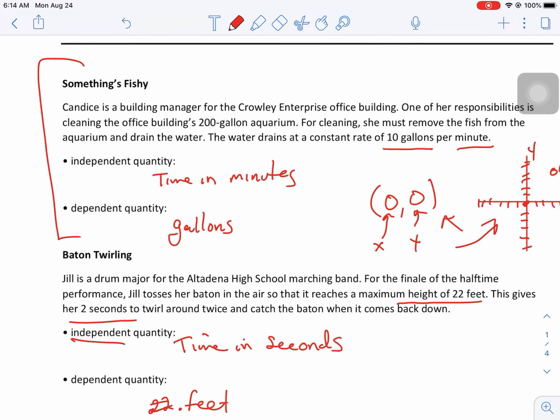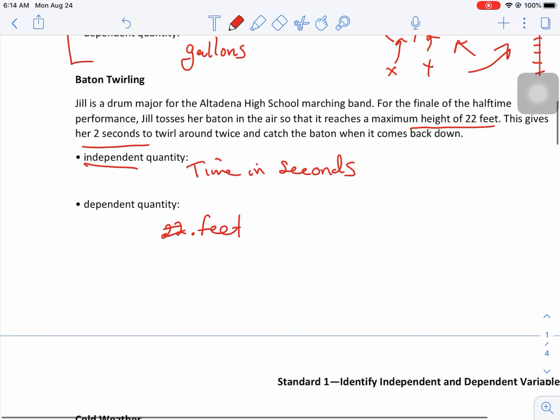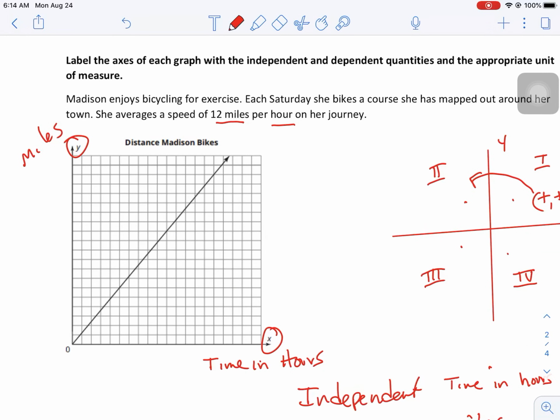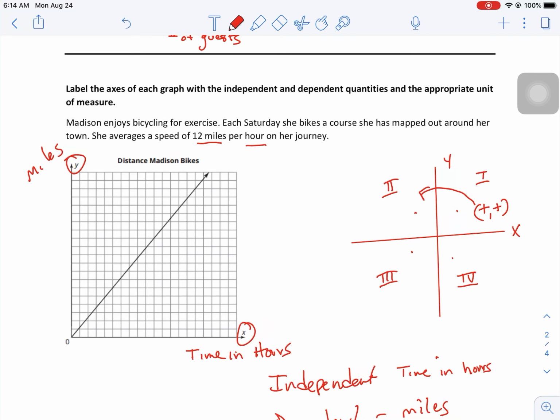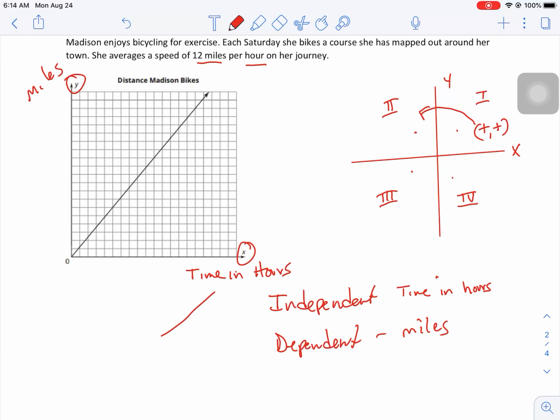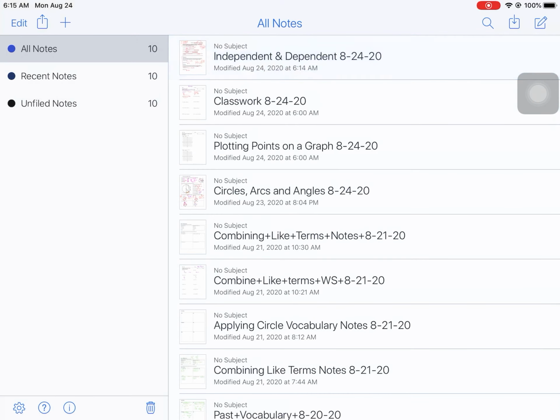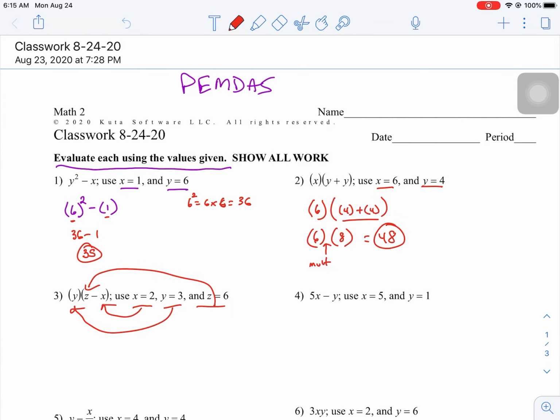Then we did it in word problems and kind of did the same thing, just pulled out the independent and dependent. Then when we got down here, we had a graph, and we had to talk about that graph, and we had to remember that the x is always the independent quantity, and the y value will always be the dependent quantity, all right? And then we talked about the quadrants. I hope that helps.